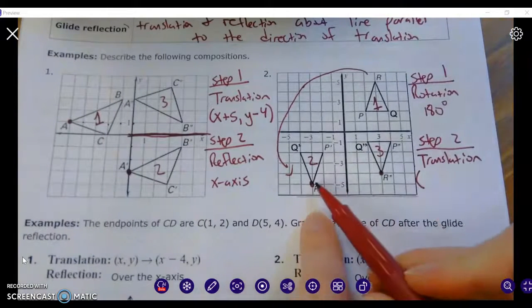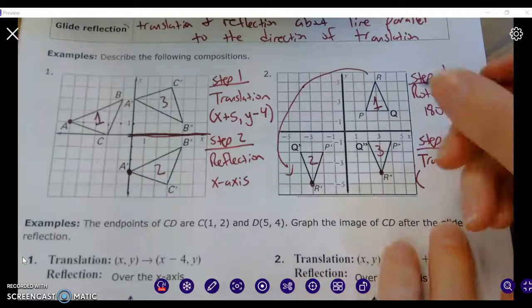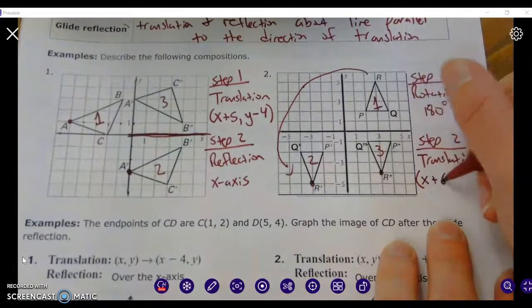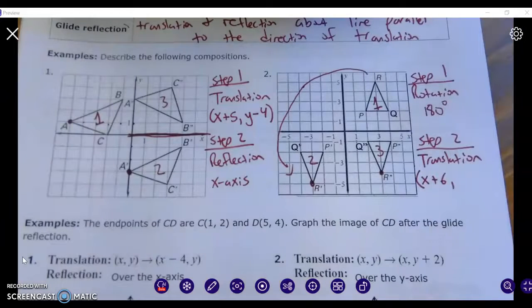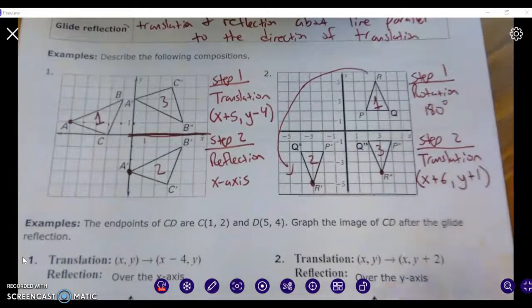So first we're going to count to the right. 1, 2, 3, 4, 5, 6. So that would be X plus 6. And then it did go up just 1. So that's going to be Y plus 1. Questions?